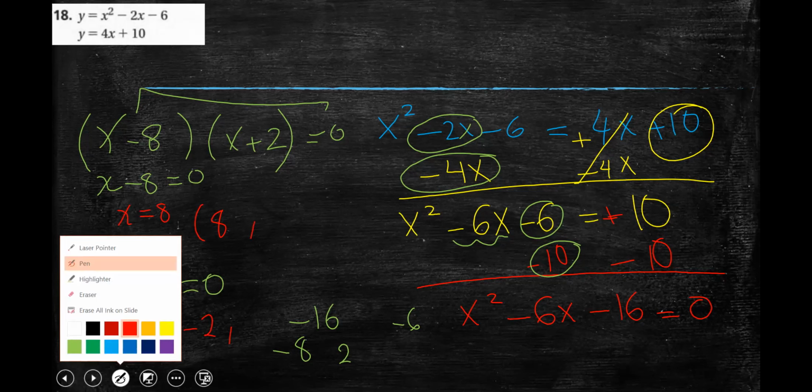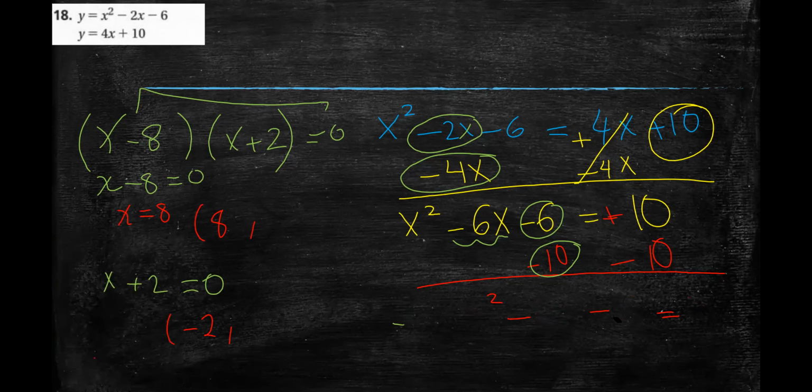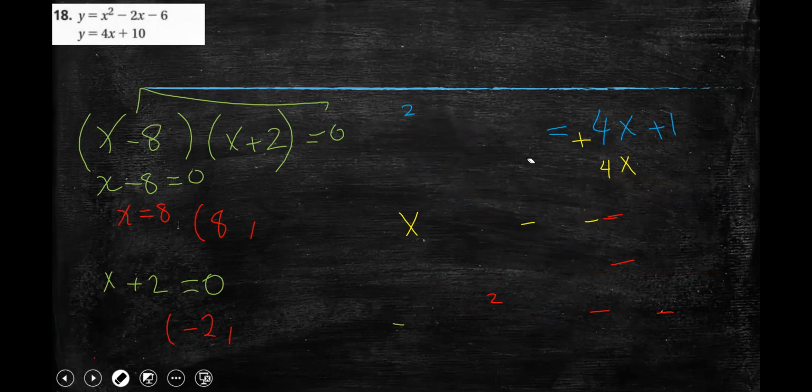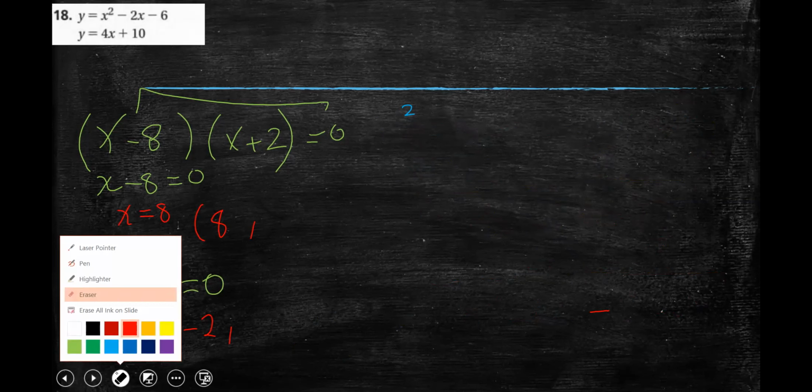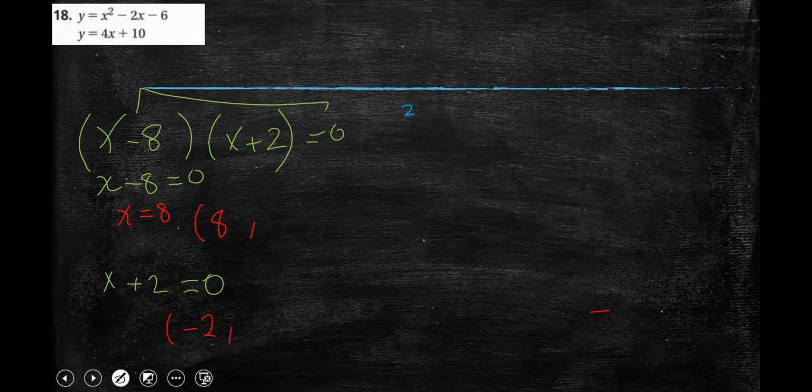Now let's replace x with one of the equations. So after I substitute, factorize, find x, I find y. To find y, I will substitute in any equation. Let's choose the easier one, the second one. y equals 4x plus 10. 4 times 8 is 32, plus 10.